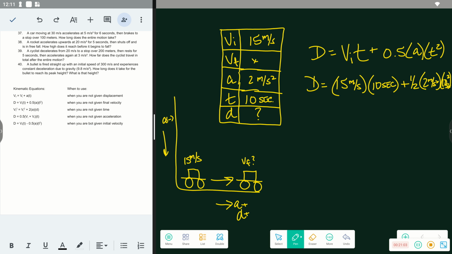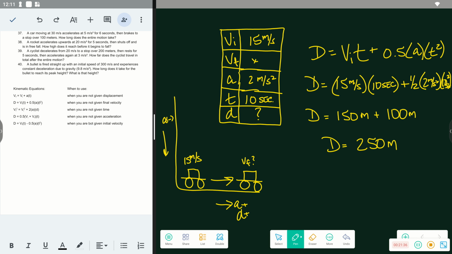You just need to combine your terms. 15 times 10 is 150 meters plus, well, what's 1/2 of 2? 1, right? So you have 1 meter per second squared times 100 seconds squared, and it's going to be 100 meters. So what is the displacement? The displacement is 250 meters.